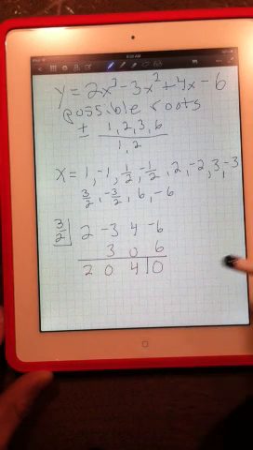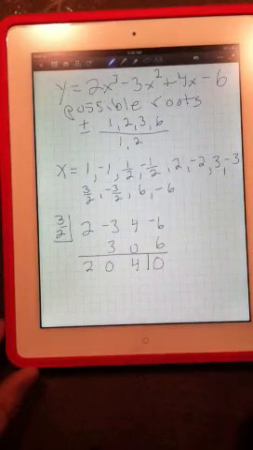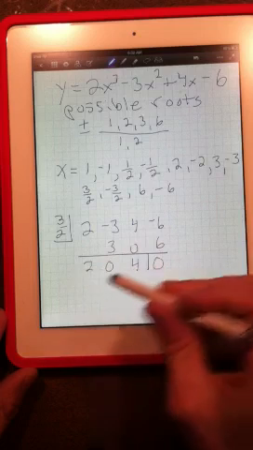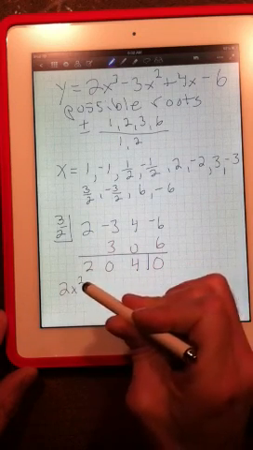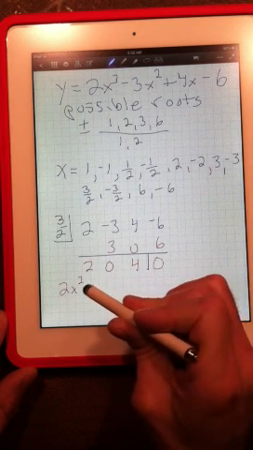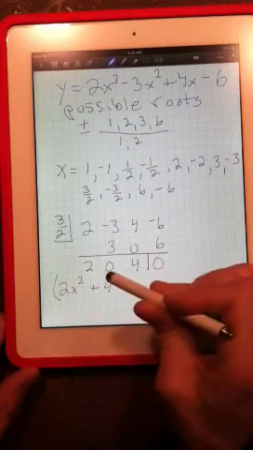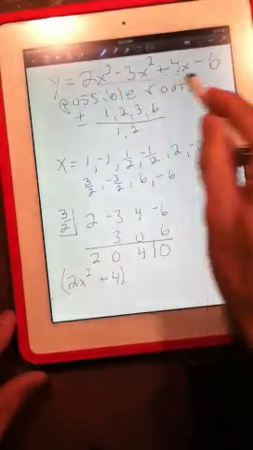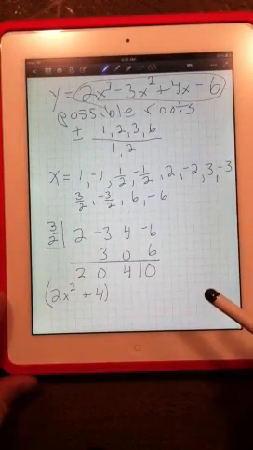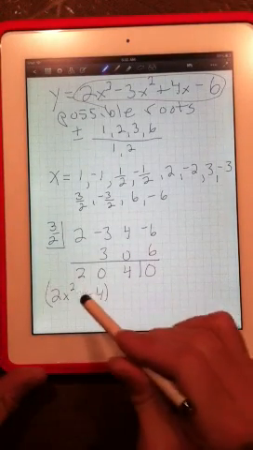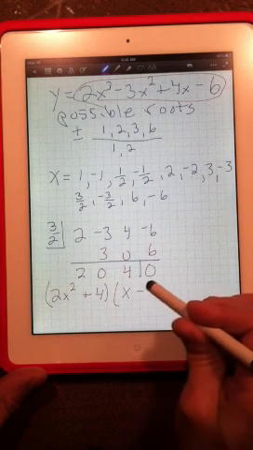Add, you get 0. Now that also tells me the remainder, so that's a check, right? This is a root because the remainder is 0. The remaining factor is then 2x squared plus no x's plus 4. Okay, so this thing factors as 2x squared plus 4 times x minus 3/2.